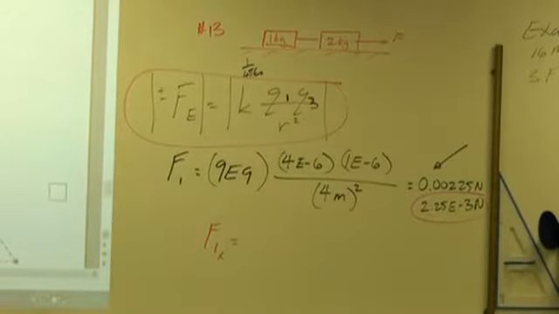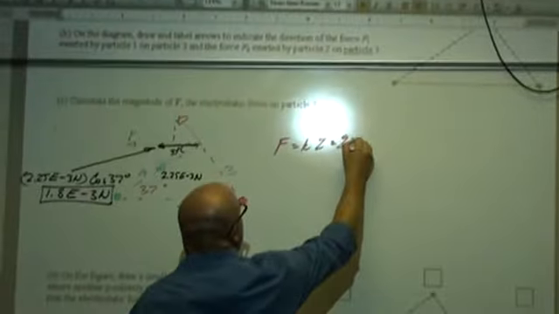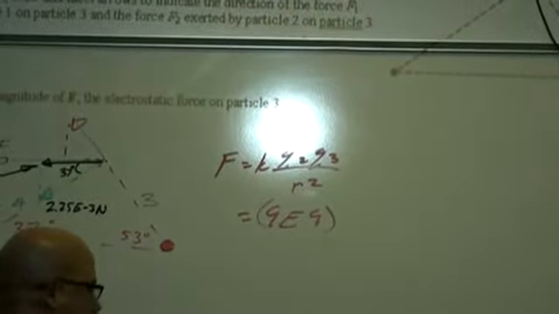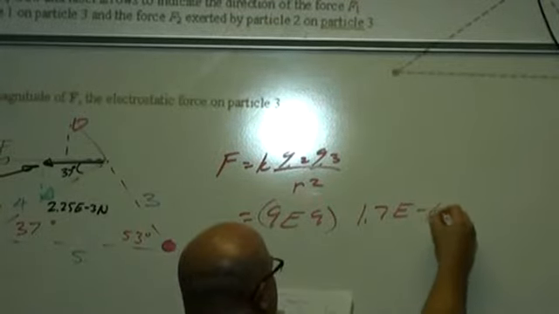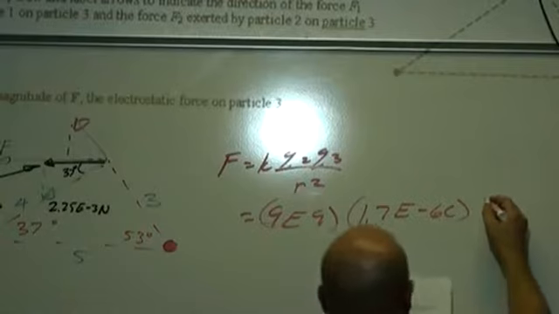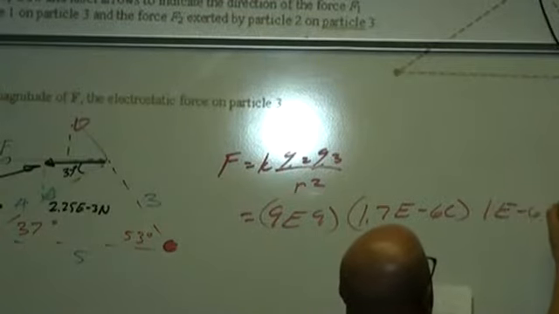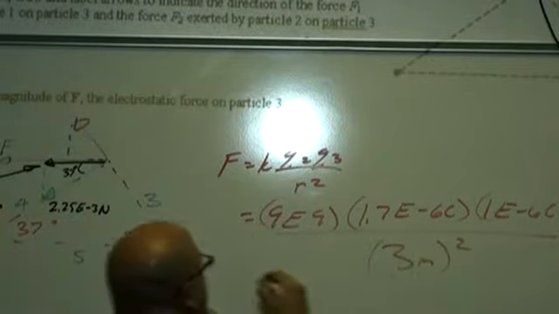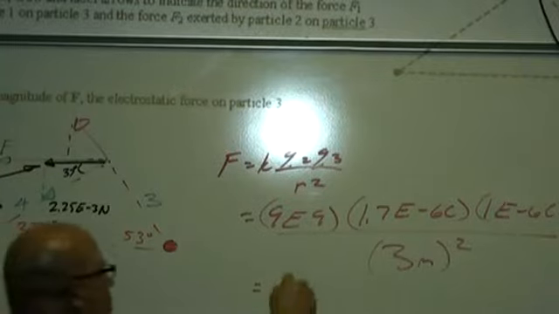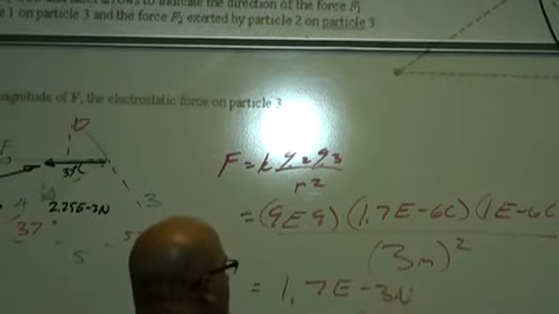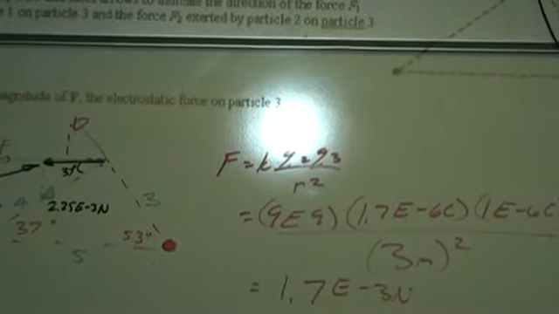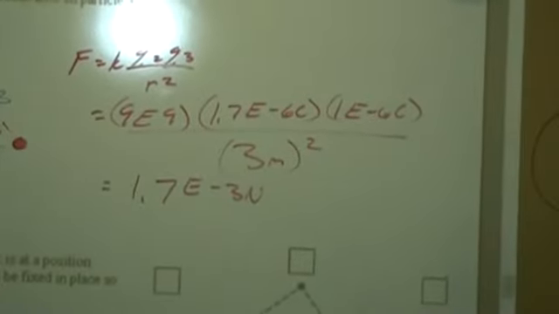Okay, this pink one right here is going to be F equals K Q2 Q3 over R squared. So that's 9E9 times Q2, 1.7 e to the negative 6th coulombs, times Q3, 1 e to the negative 6th coulombs, over the radius squared, which is 3 meters squared. When you work that out, you get 1.7 e to the negative third newtons. If you are unable to get this, you need to keep working until you can get it. Because this is a calculator issue. It's not that hard.